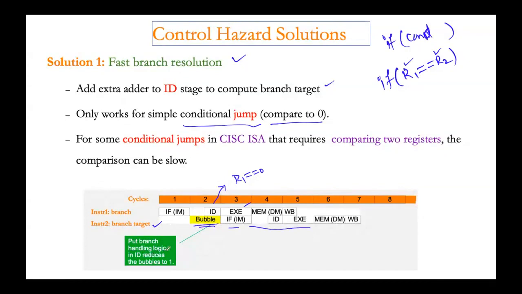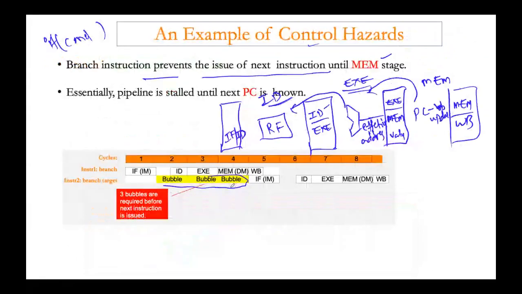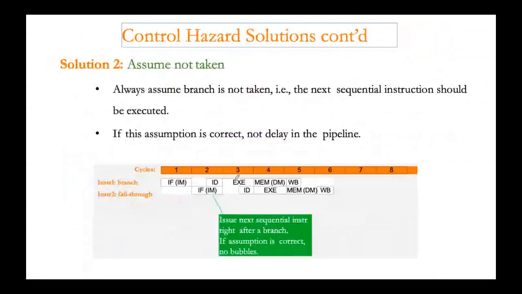So putting the branch handling logic in the instruction decode stage reduces the bubbles to 1, instead of, in this case, 3 bubbles. If you shift this hardware for simple comparison into the instruction decoding part, then these 2 bubbles will be removed. Another solution, the second solution for handling this control hazard, is assume not taken.